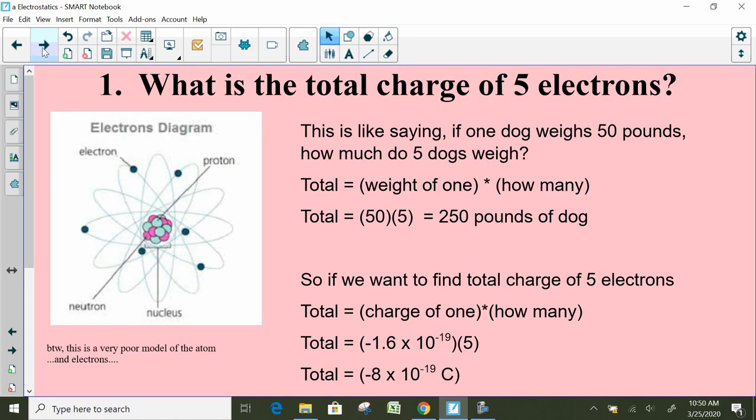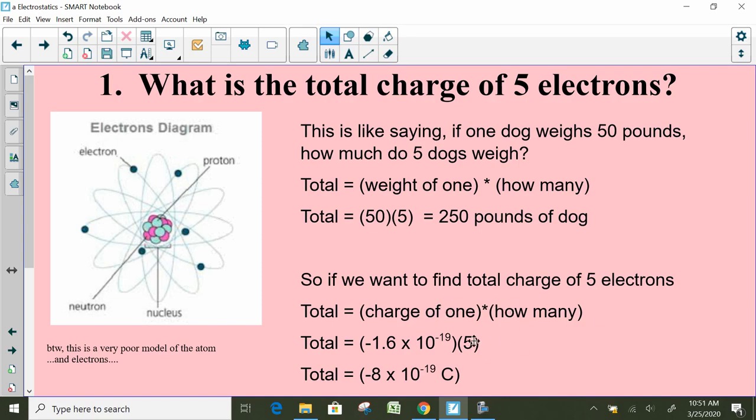So one of the things that pops up, it's very confusing when you first do this, is what's the total charge of 5 electrons? Well, it's partially because these numbers are so weird. But if you think about an easier question, it's like saying if one dog weighs 50 pounds, how much do 5 dogs weigh? Well, to get the total, you simply take the weight of one and multiply by how many dogs you have. So 5 dogs at 50 pounds each is 250 pounds of dog. We can do the same thing if we say, what's the total charge of 5 electrons? If I know the charge of one and I know how many I have, you simply multiply them together.